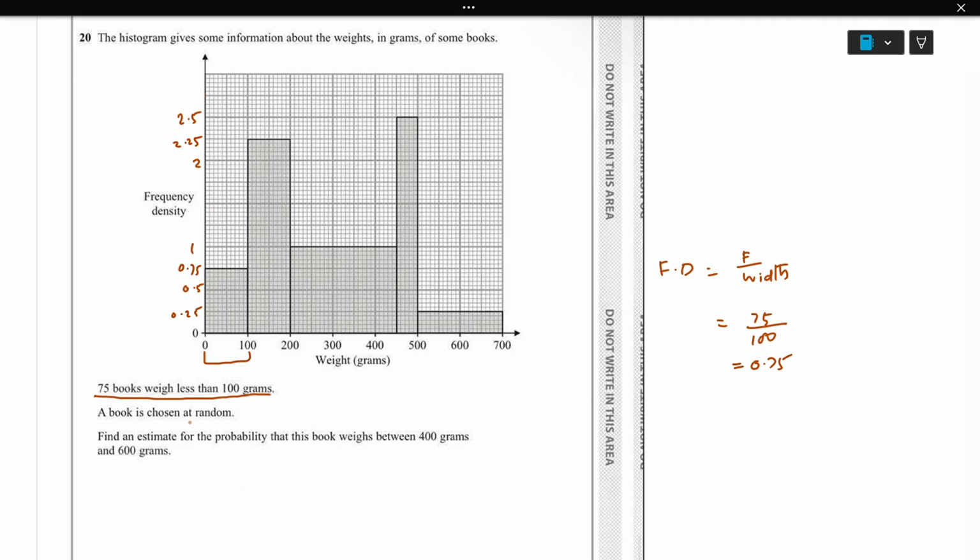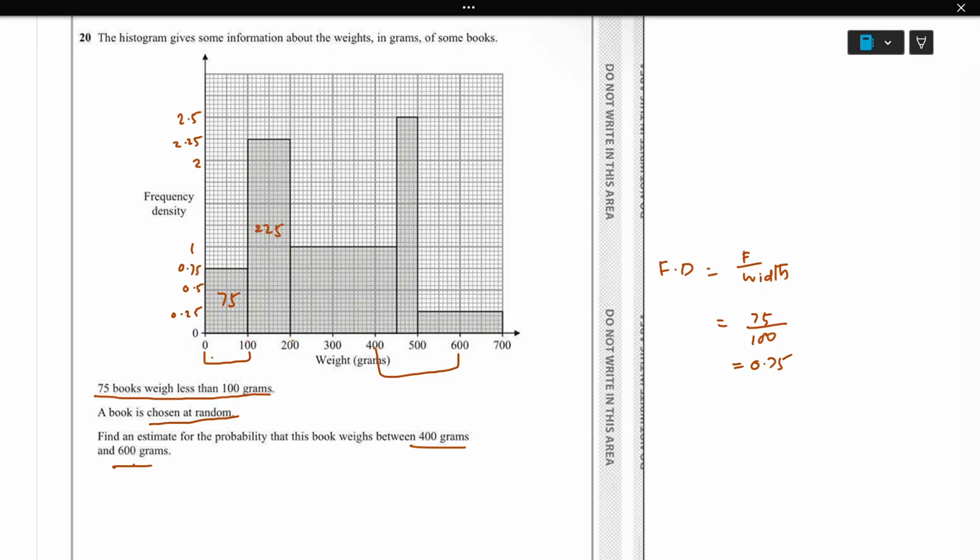Okay, so let's find a book chosen at random. Find the estimated probability of 400 to 600 grams. For that probability, we need the total number of books. So we calculate here. This is 100 times 0.75, which is 75. This one, 100 to 200, is 100 times 2.25, which is 225.